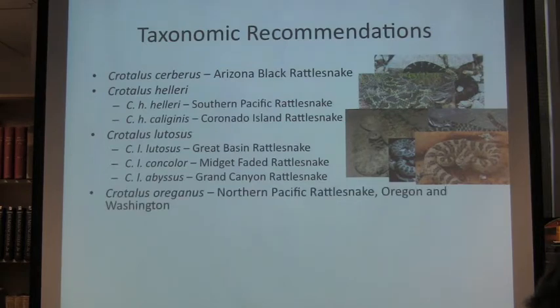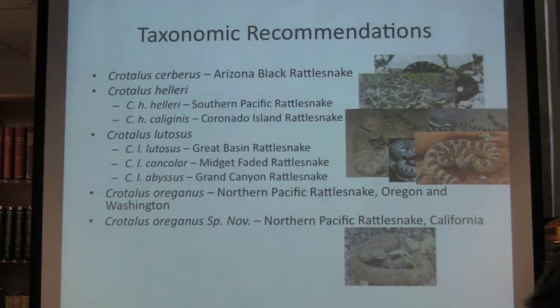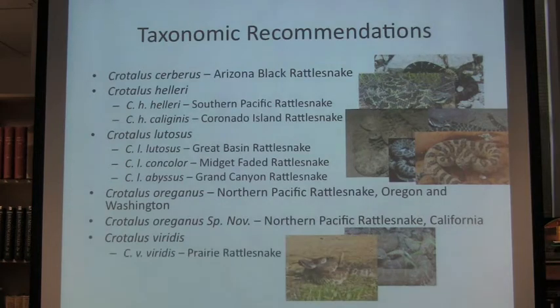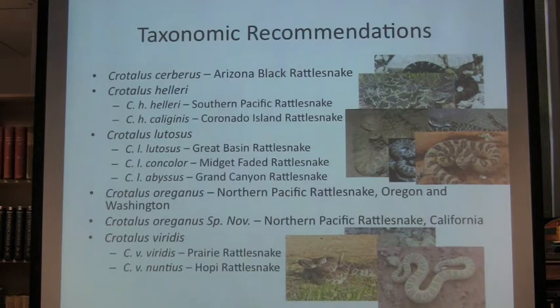I recommend that the species name Crotalus origanus be applied to the northern Pacific rattlesnake from Oregon and Washington, as the type locality of Crotalus origanus is from Oregon. I recommend that the Crotalus origanus from California be renamed based on this. And I continue to recognize the prairie rattlesnake and the Hopi rattlesnake within Crotalus viridis.